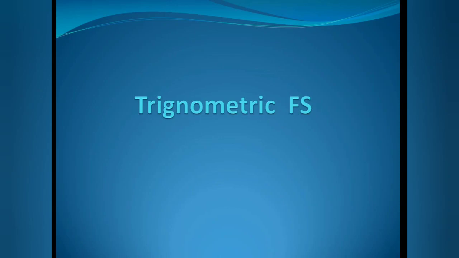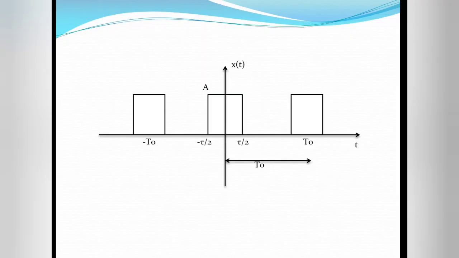Hello and welcome to the video lecture on trigonometric Fourier series for the given waveform. This waveform is a rectangular waveform having a fundamental period of T0, amplitude is A, and the on time is between the limits minus tau by 2 to plus tau by 2. So this is all given information in the waveform.